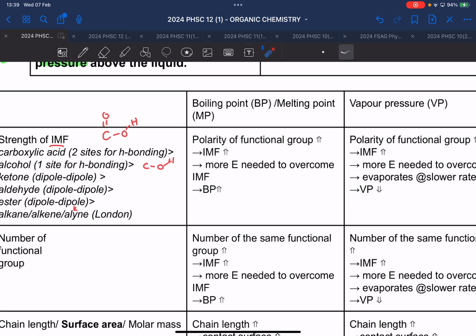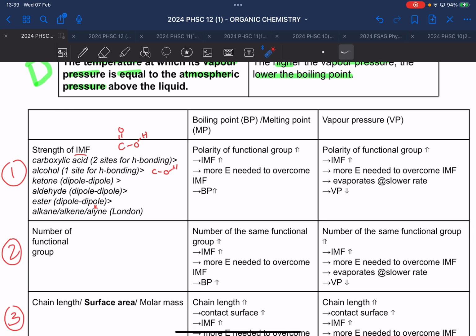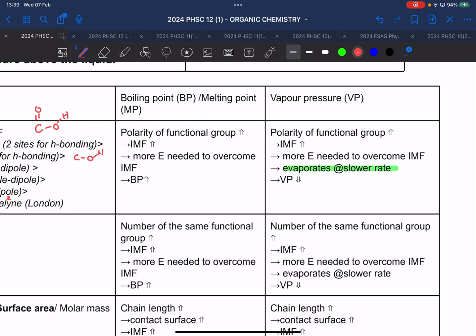This here refers just to the vapor pressure. Okay, so I can either ask about boiling point or vapor pressure. With vapor pressure, you're going to add one more sentence. You're going to say, thus it evaporates at a slower rate. And I want you to add there, at the same temperature. You don't have to say at a slower rate. You can just say it evaporates slower.